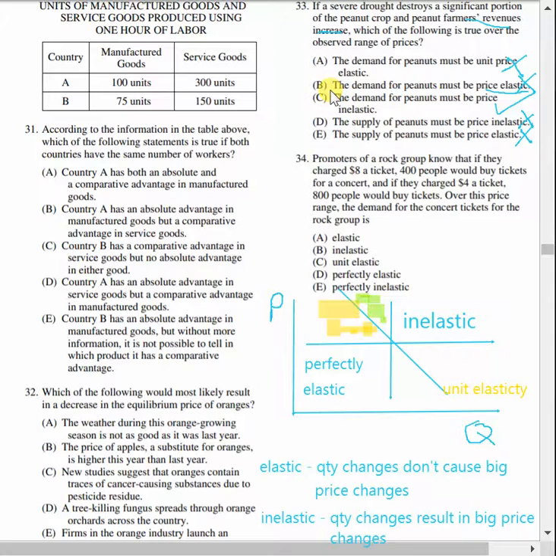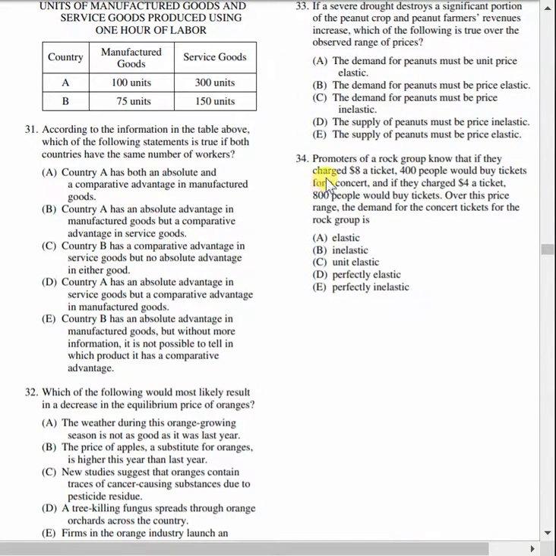Okay, number 34. Promoters of a rock group know that if they charge $8 a ticket, 400 people would buy tickets for a concert, and if they charge $4 a ticket, 800 people would buy tickets. So look how perfect this is. If they halve the price of the ticket, they double the amount of people who come. So that is exactly what we described under number 33, where it's a unit elasticity. In other words, if you double a price, you halve the quantity, or if you halve the price, you double the quantity. So they change in lockstep with one another, and that's a great example of unit elasticity. And we don't even really have to go over all the choices. We know right away that the choice for that will be C.